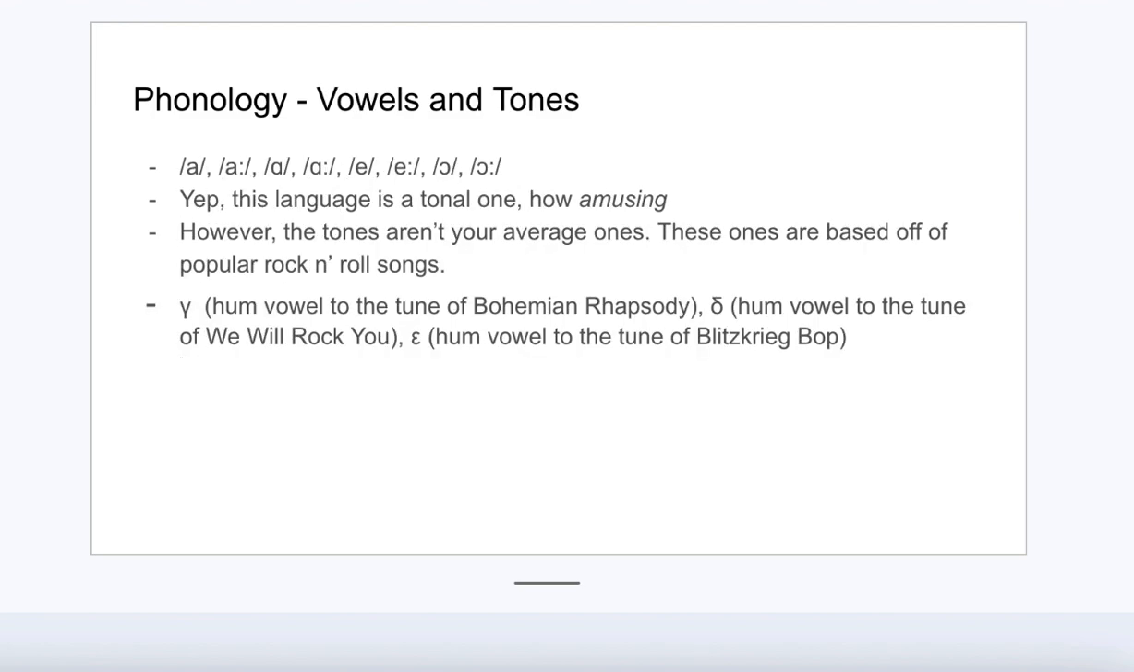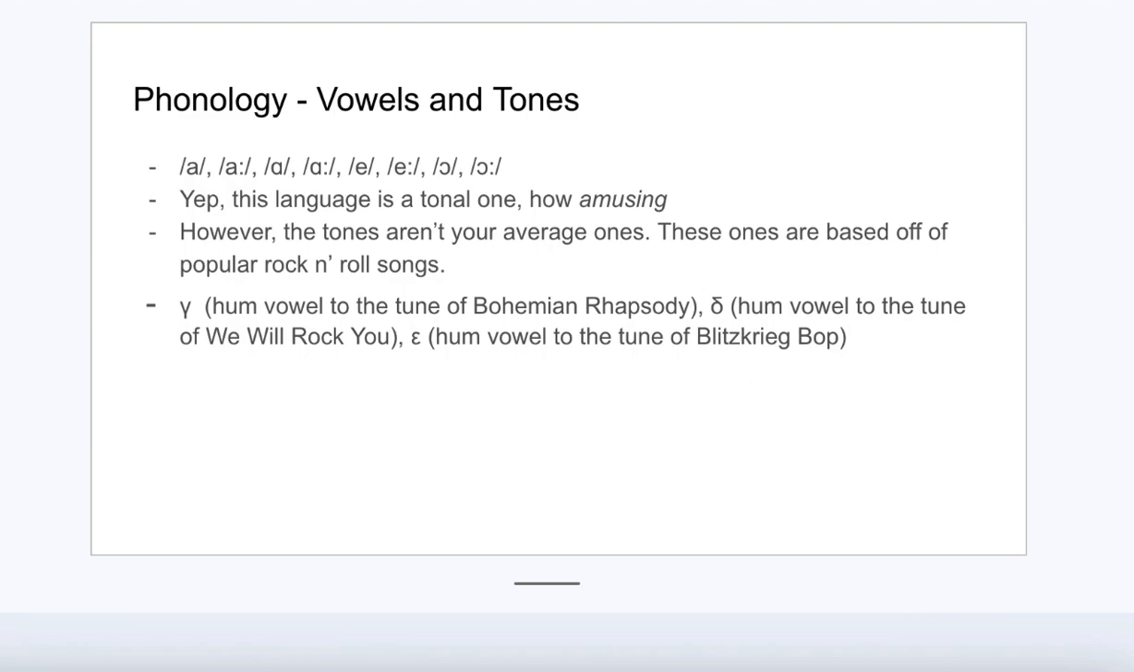Phonology, vowels and tones. We have ah, ah, o, and o. Yep, this language is a tonal one. How amusing. However, the tones aren't your average ones. These ones are based off of popular rock and roll pun songs. They're represented by Greek letters. I don't know most of the Greek letters. Well, I think I can try them, but feel free to correct me in the comments because I am silly.